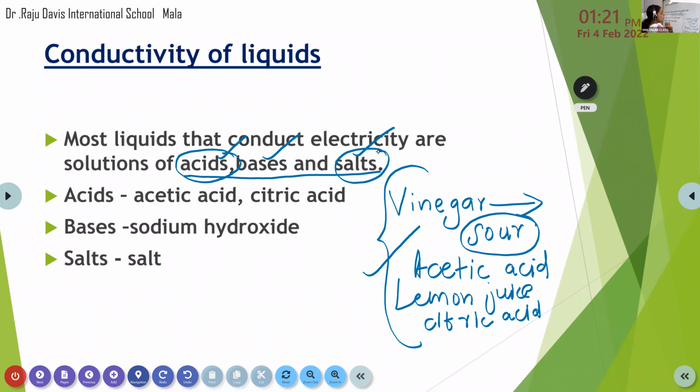Then what is salt? What is the formula for common salt, that we use in our daily life? NaCl, that is sodium chloride. Sodium chloride is a salt. If the liquid contains any salt, that time also it conducts electricity. Then what is NaOH? Sodium hydroxide. What is sodium hydroxide?